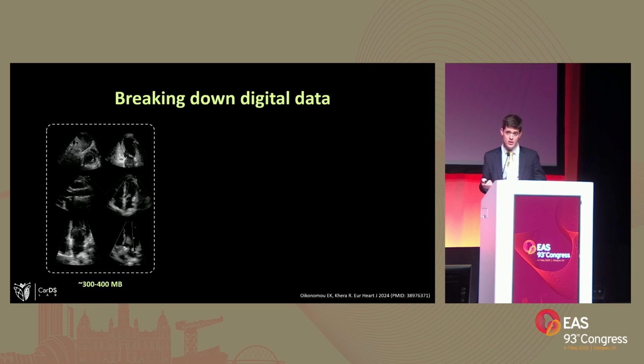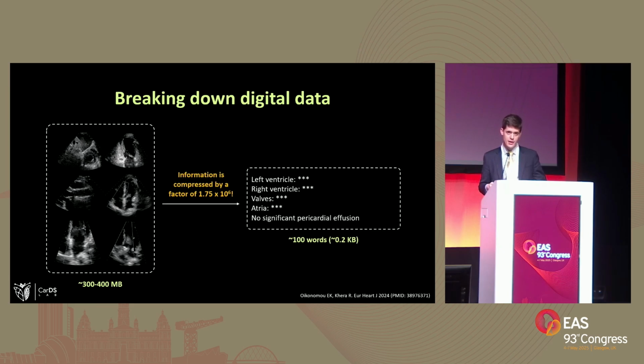A challenge with digital data is that there's a lot of data that we acquire every day. So if we take the average echocardiogram that was done in our hospital in the last year, the average size of that is approximately 0.5 gigabyte of data. There's a lot of images that we acquire, a lot of videos, obviously, as part of a standard transthoracic protocol. But when we actually report it, we end up with a 100-word summary. That's actually 0.2 kilobytes of data. That's a compression of almost 2 million times in terms of the data we acquire and the data we report.